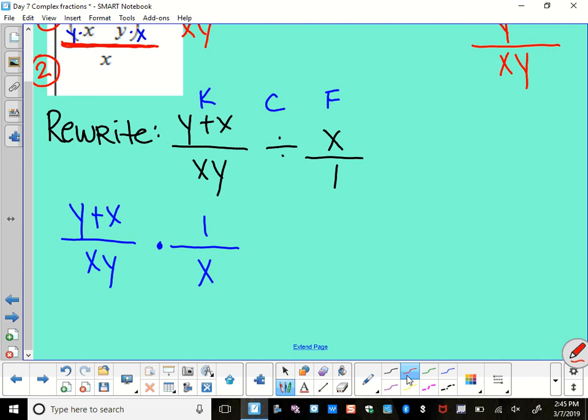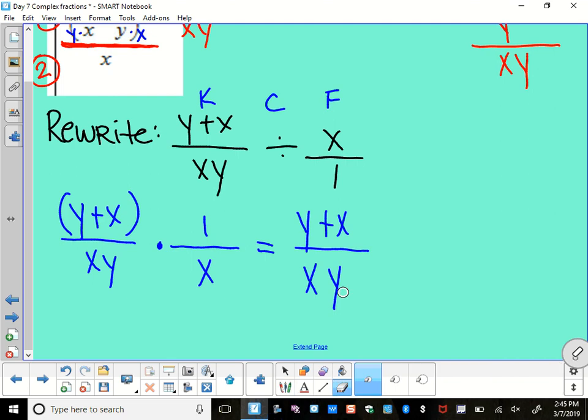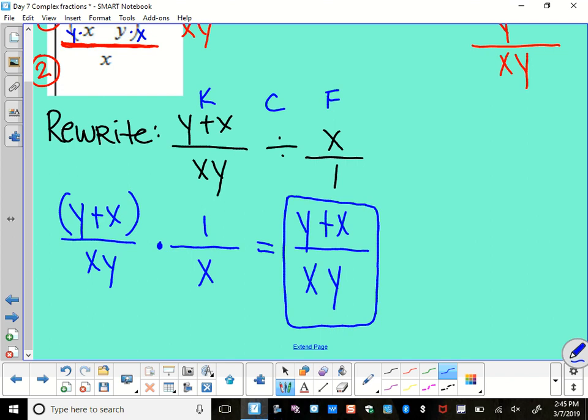Don't be confused here. This is basically like a factor because of that plus sign. I cannot cancel out my x and my x on top and bottom. All right, so on top, I'm left with y plus x, or x plus y, doesn't matter how you write it, and then over xy. And this is your answer. I know it looks weird because there's no numbers, but that would be our answer.